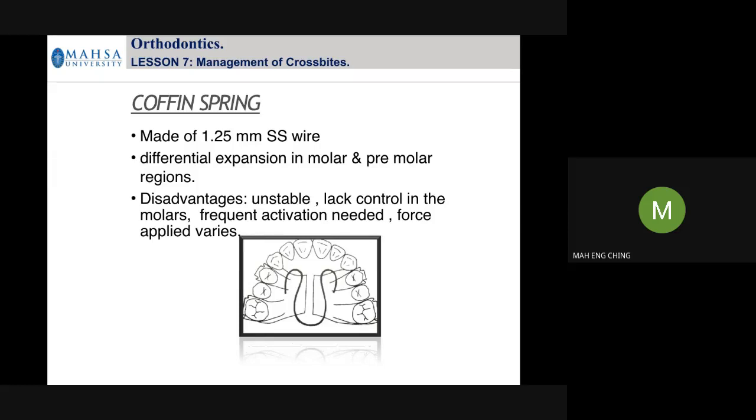So I seldom use the coffin spring because it is difficult to adjust. It is unstable, with lack of control on the molar, frequent activation needed, and force applied varies. It's hard to measure how much expansion you put into the patient's appliance, because this coffin spring is just like a U shape, so you can widen the anterior and posterior differently. But how much force you put in is very difficult to measure.